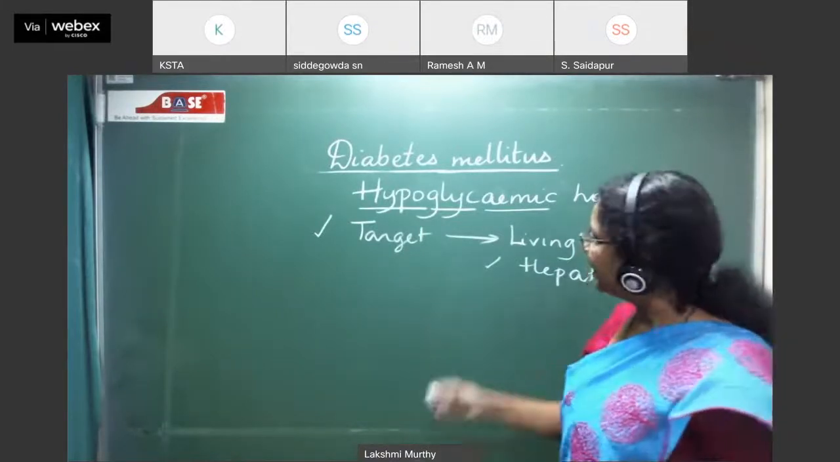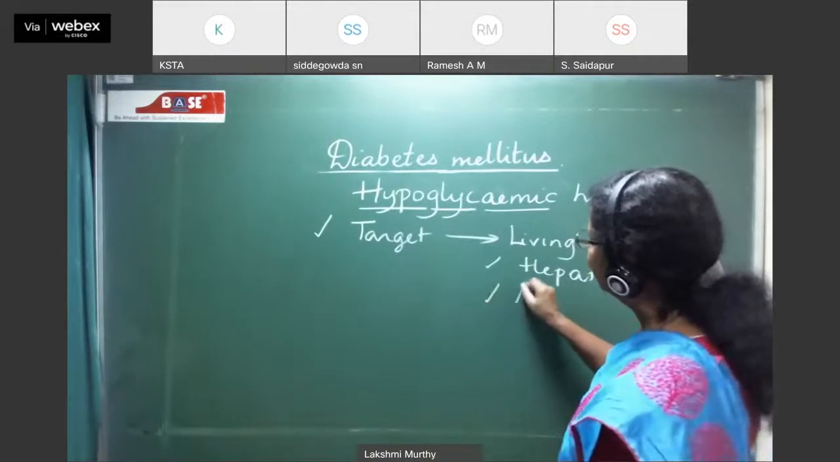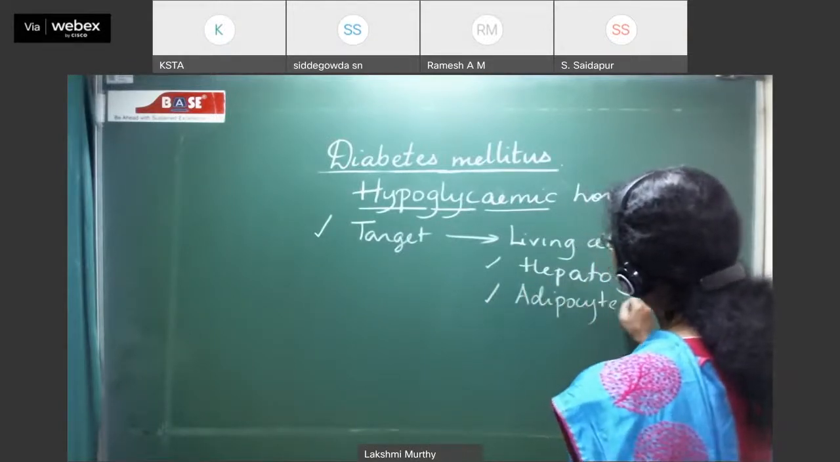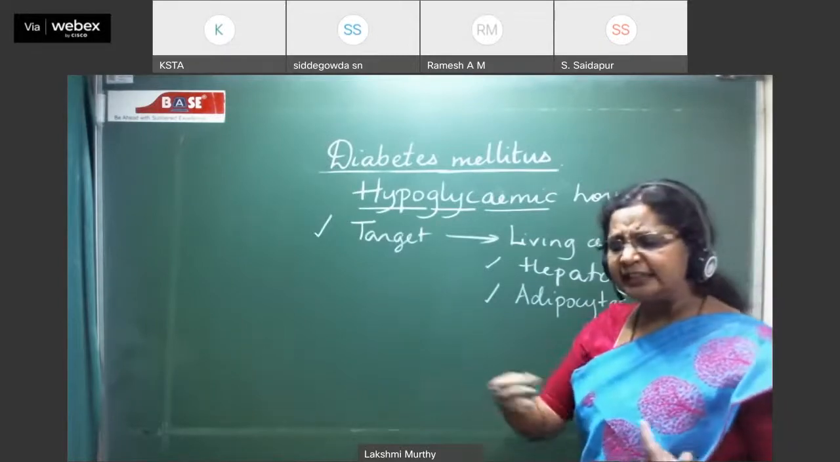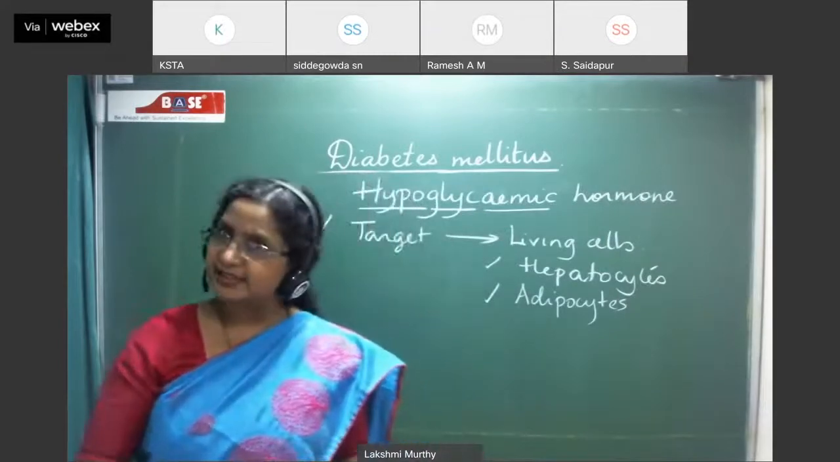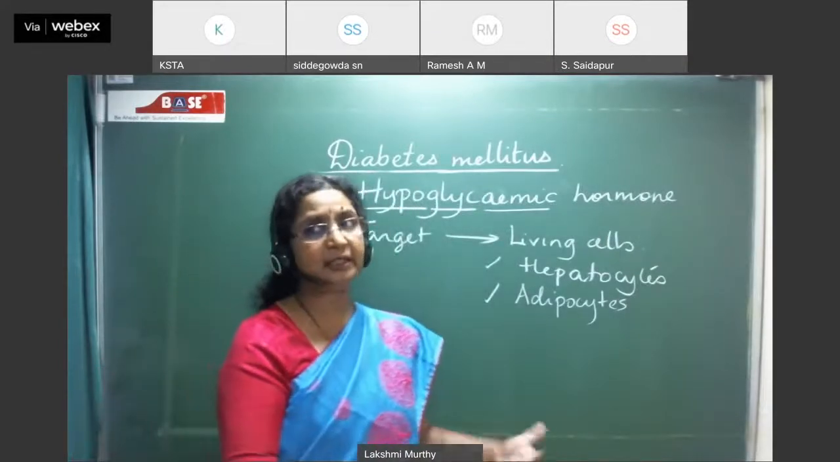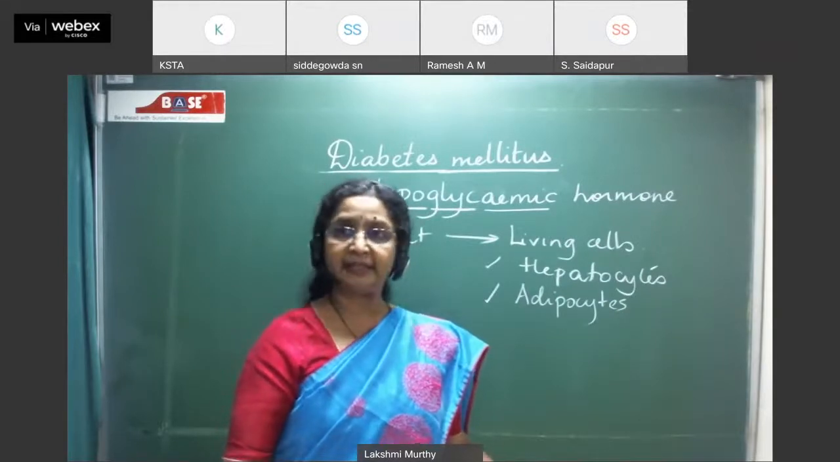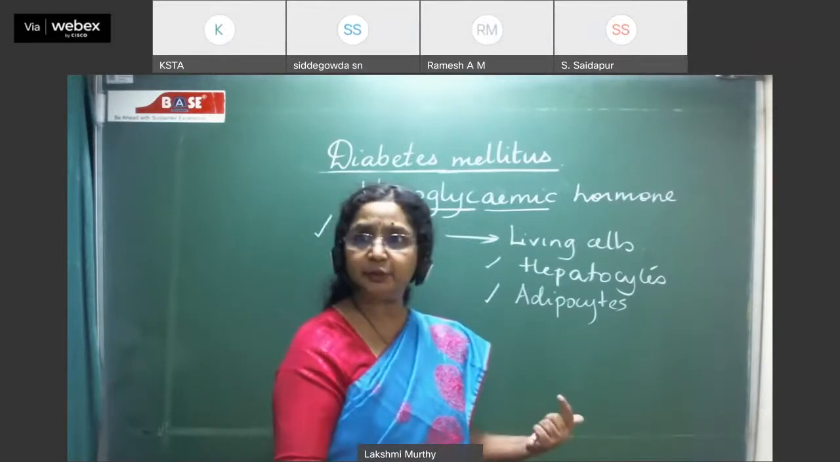So liver cells will take up glucose and they can use it for a variety of purposes. Same way, for example, let me think about adipocytes. Adipocytes are the cells of the adipose tissue. They will take up the glucose from the bloodstream and utilize some for ATP, and the others they will convert through a pathway into fats. Right? So that is something that they can do.